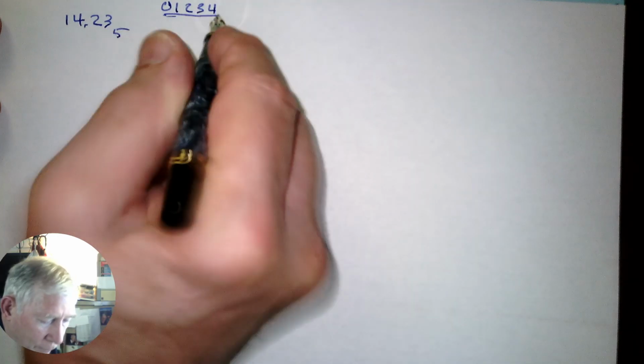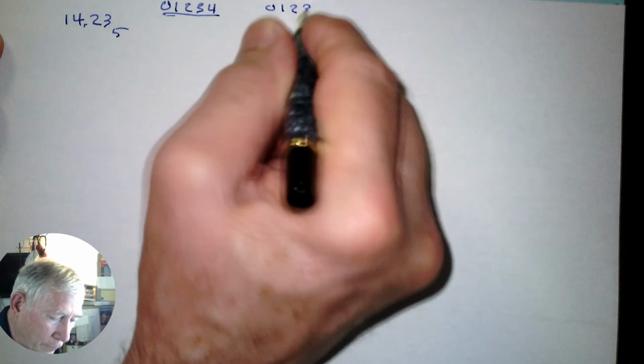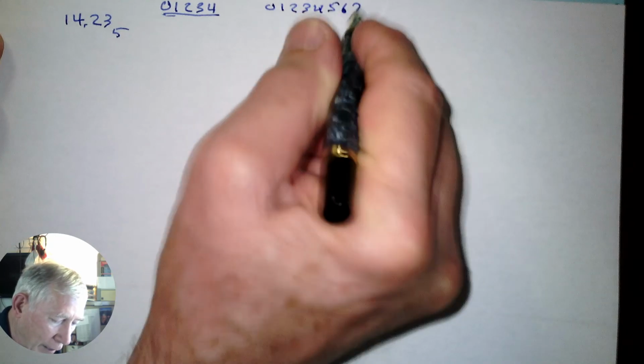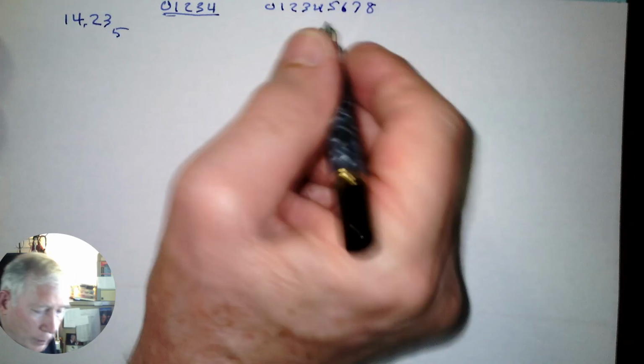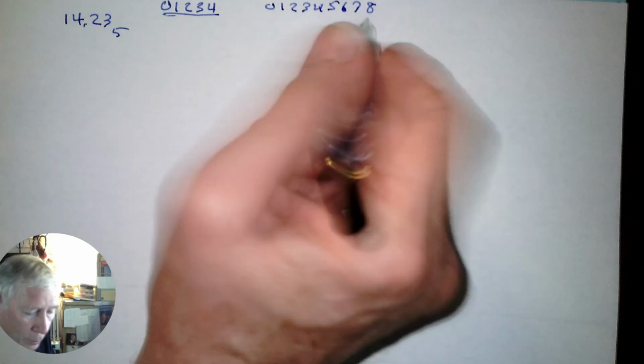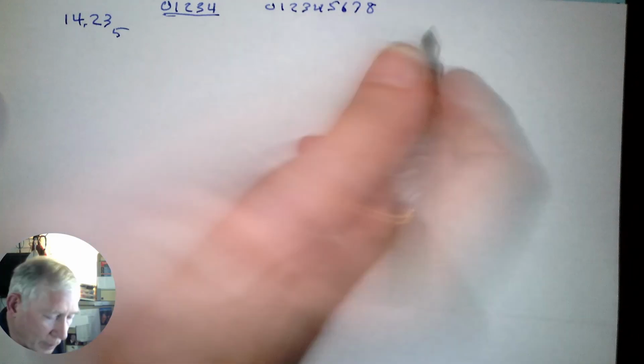Okay, so the first thing we're going to do is convert 14.23 base 5. Remember, what are the symbols we have in base 5? 0, 1, 2, 3, and 4. We can't have 5. We have 5 numbers, but we start with 0, so we get 0, 1, 2, 3, 4. And in base 9, we get 0, 1, 2, 3, 4, 5, 6, 7, 8, but we don't get 9 because we only have 9 numbers, not 10, in base 9.